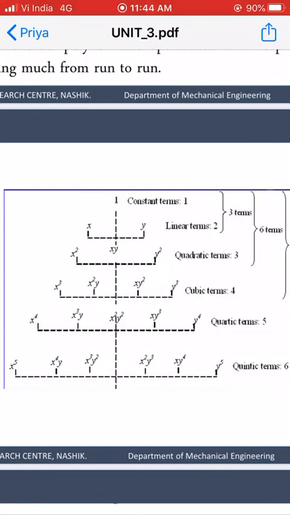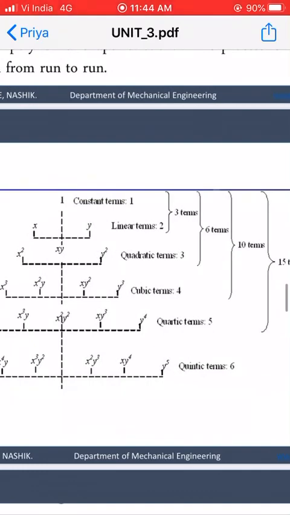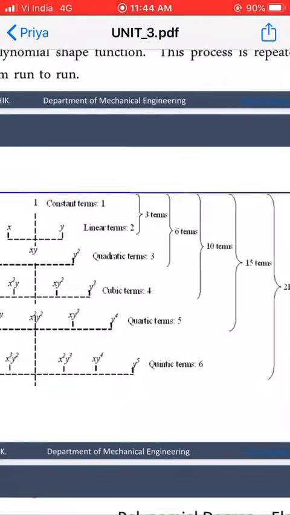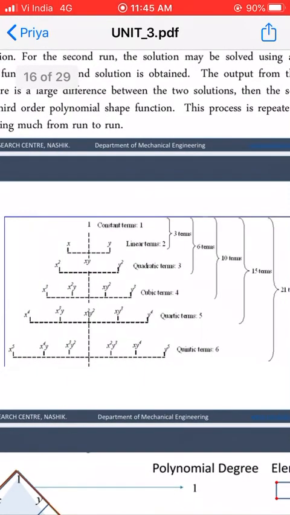two-dimensional polynomial shape functions. So for a constant term there is only one term. For linear there should be 3 terms: 1, x and y. Then for quadratic there should be 6 terms. For cubic there should be 10 terms in the polynomial shape function, and for quartic there should be 15 terms in the polynomial shape function. And how to write down these 15 terms? By using the first constant term up to the quartic terms.